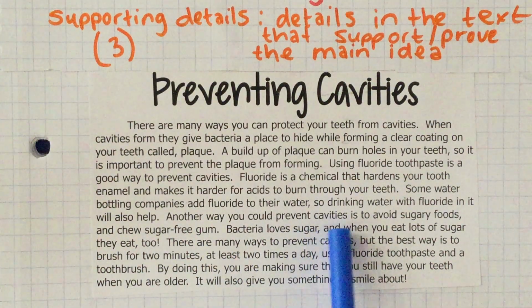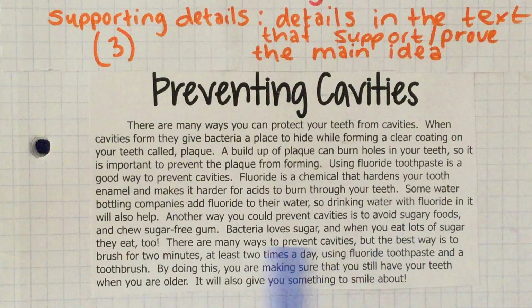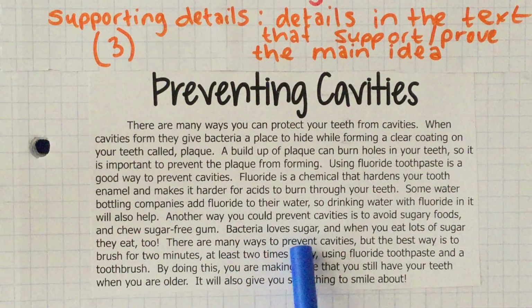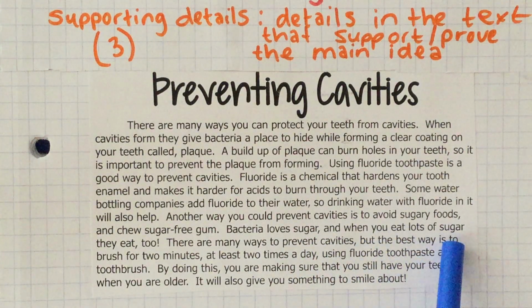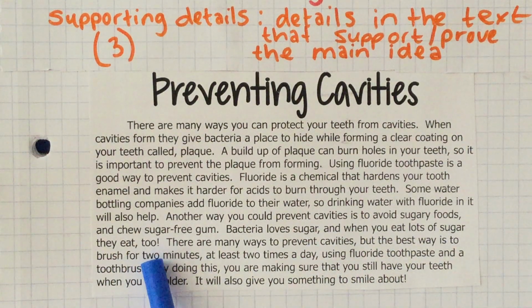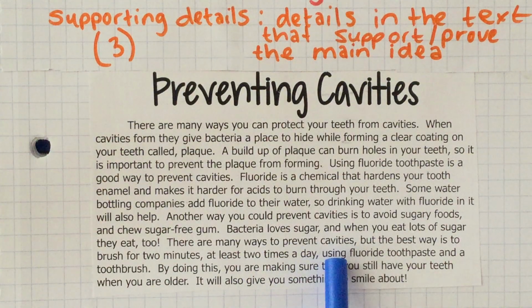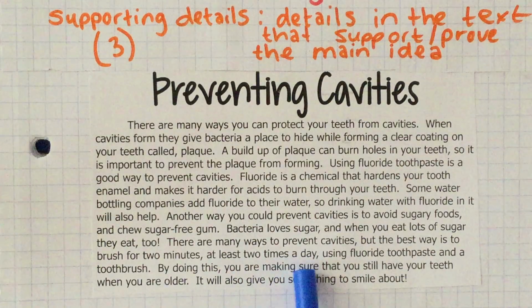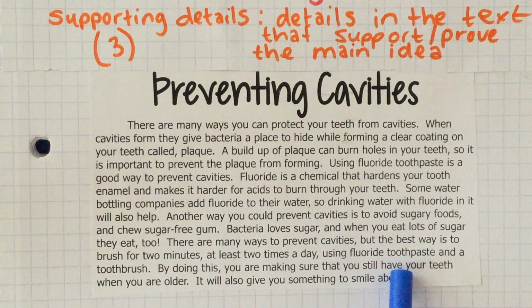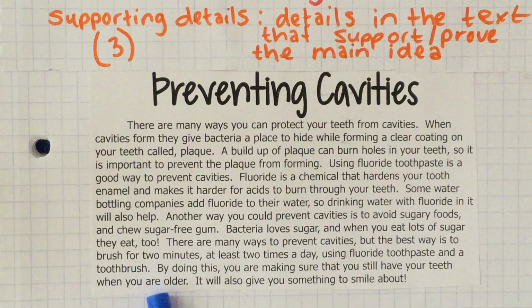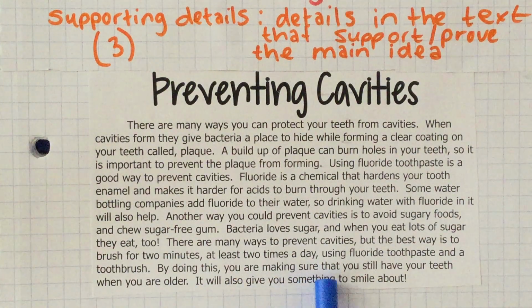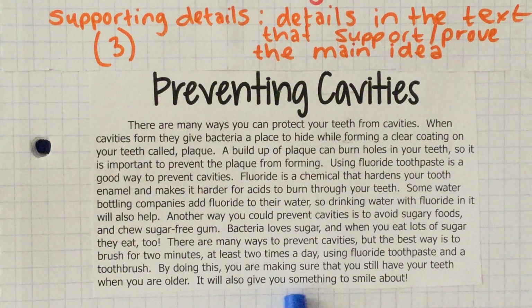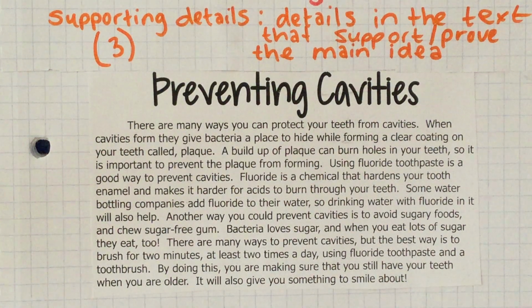Another way you could prevent cavities is to avoid sugary foods and chew sugar-free gum. Bacteria loves sugar, and when you eat lots of sugar, they eat too. There are many ways to prevent cavities, but the best way is to brush for 2 minutes, at least 2 times a day, using fluoride toothpaste and a toothbrush. By doing this, you are making sure that you still have your teeth when you are older. It will also give you something to smile about.